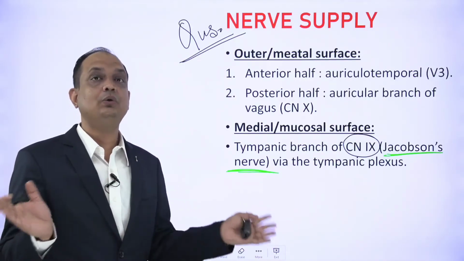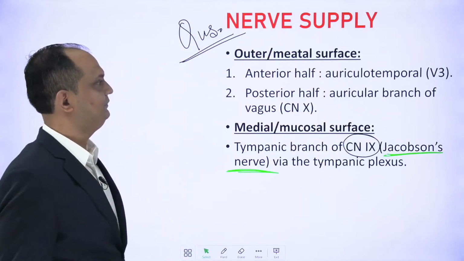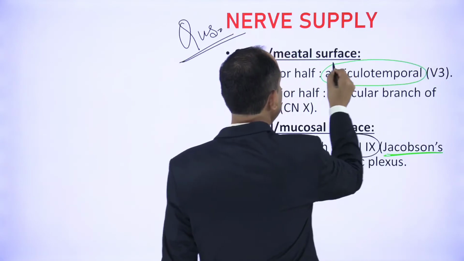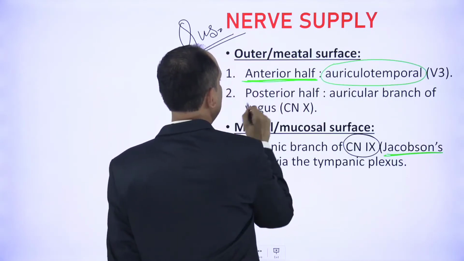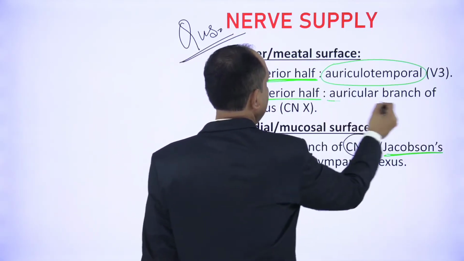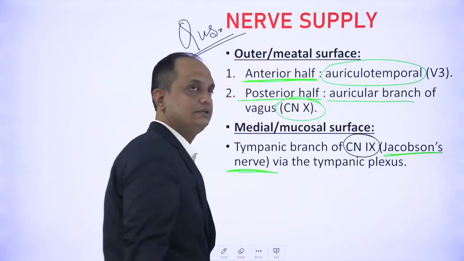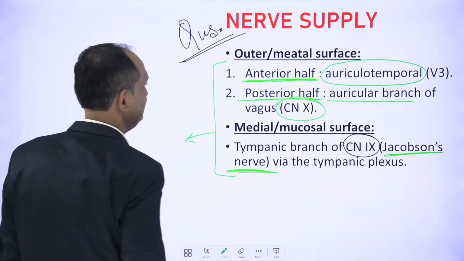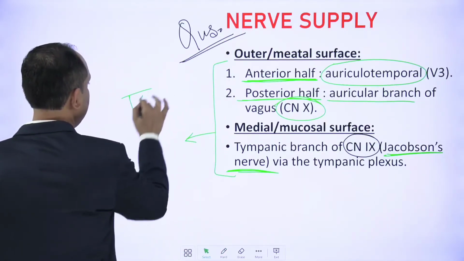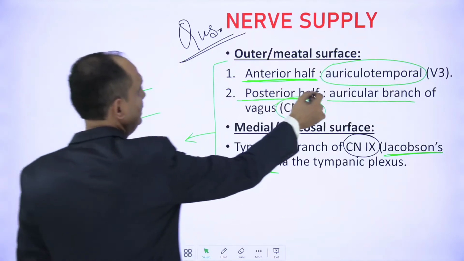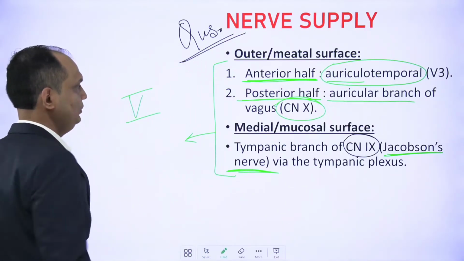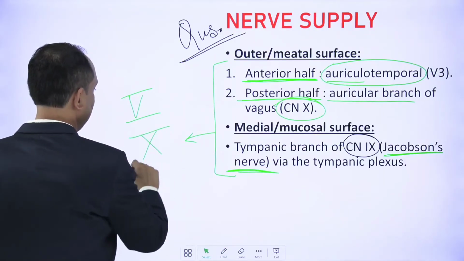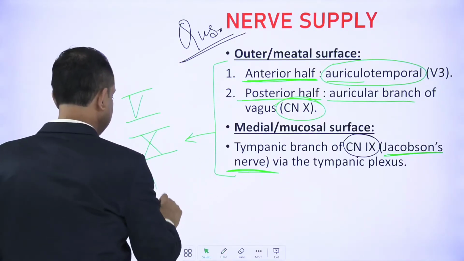When you talk about the outer or meatal surface supply, then you will have two names. One is the auriculotemporal nerve, which supplies the anterior half, while the posterior half is supplied by the auricular branch of the vagus nerve. So, in a nutshell, there are three cranial nerves contributing to the supply. First is the fifth cranial nerve, which gives the mandibular nerve, and from mandibular you have the auriculotemporal. The second contribution is from the vagus nerve, which is the 10th cranial nerve, and the third is the 9th cranial nerve.